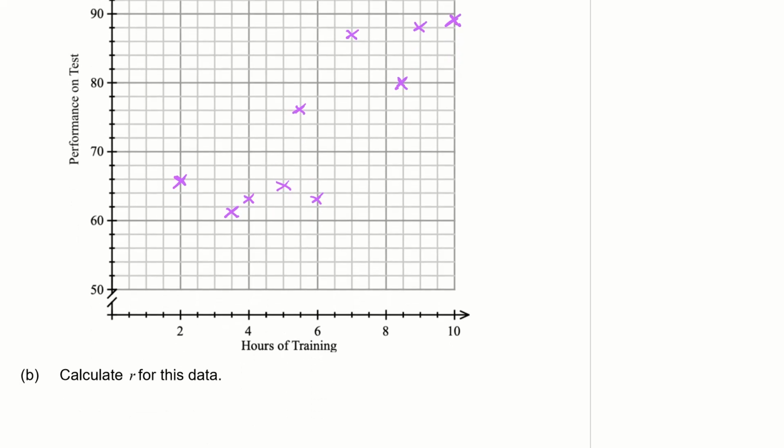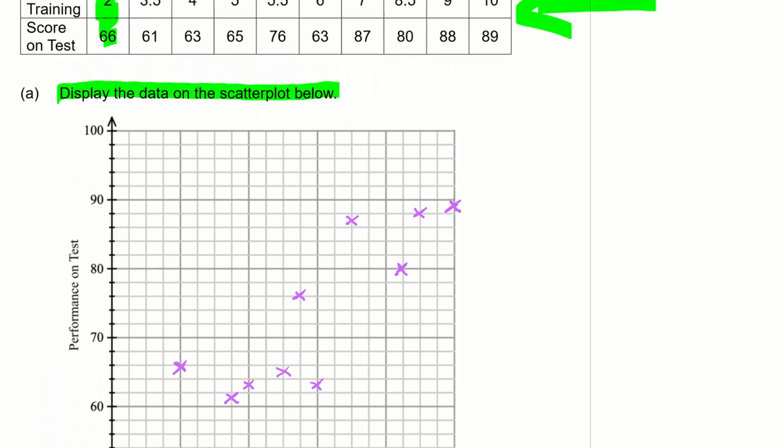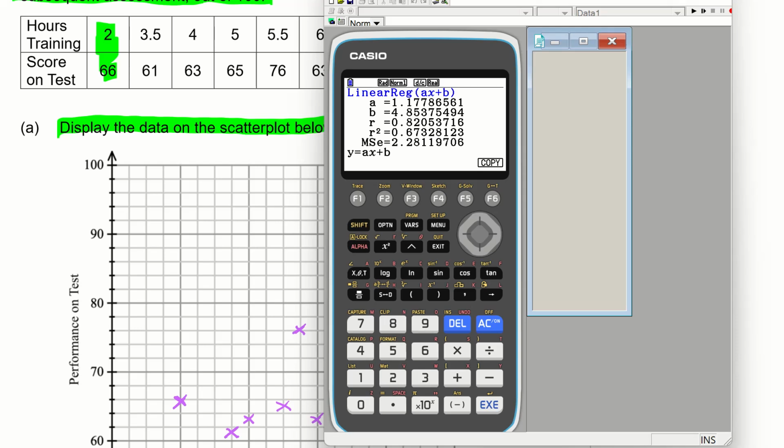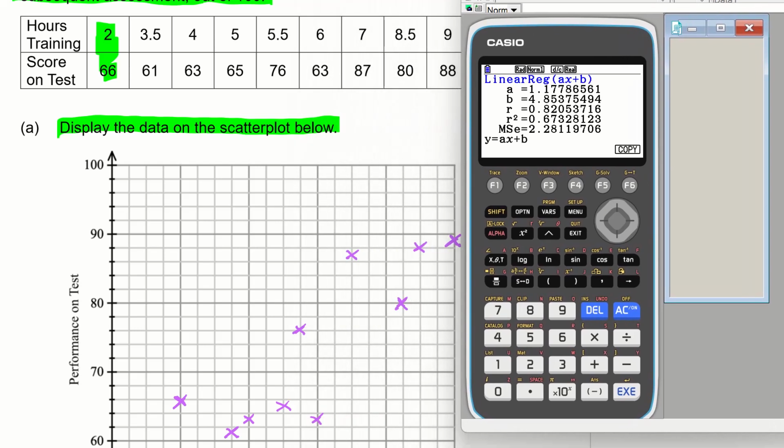So the first thing we're asked to do is calculate R for this data. So that means bringing in the calculator again and calculating the value of R. So let's grab our calculator and let's go back to here.